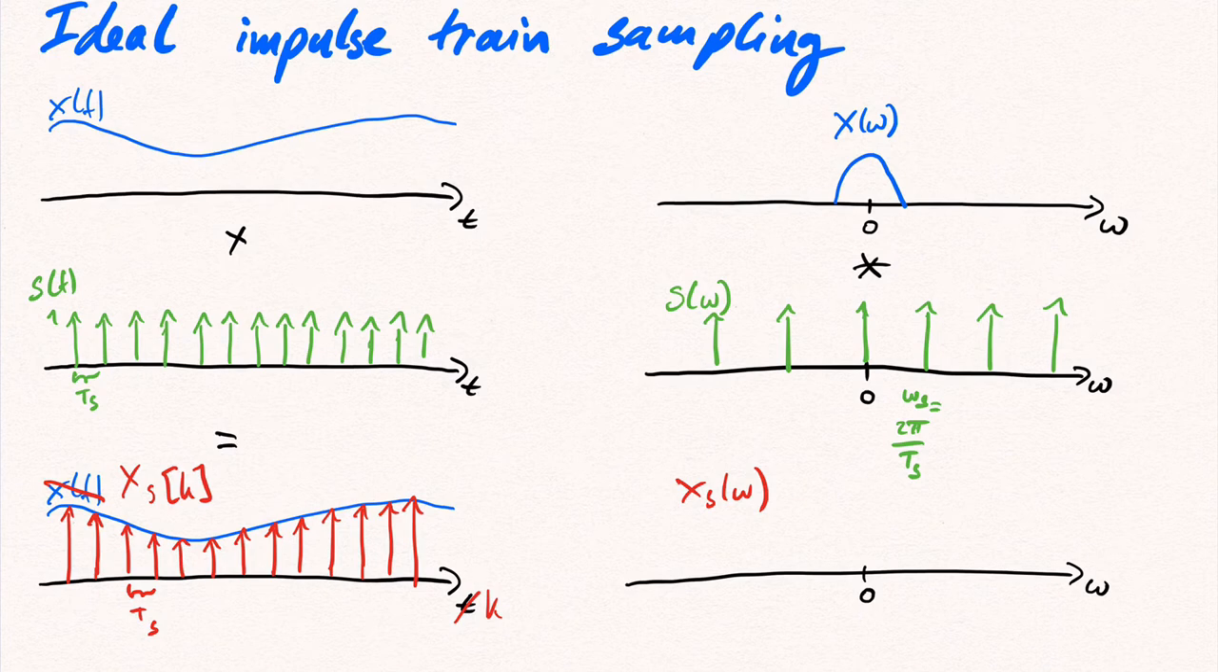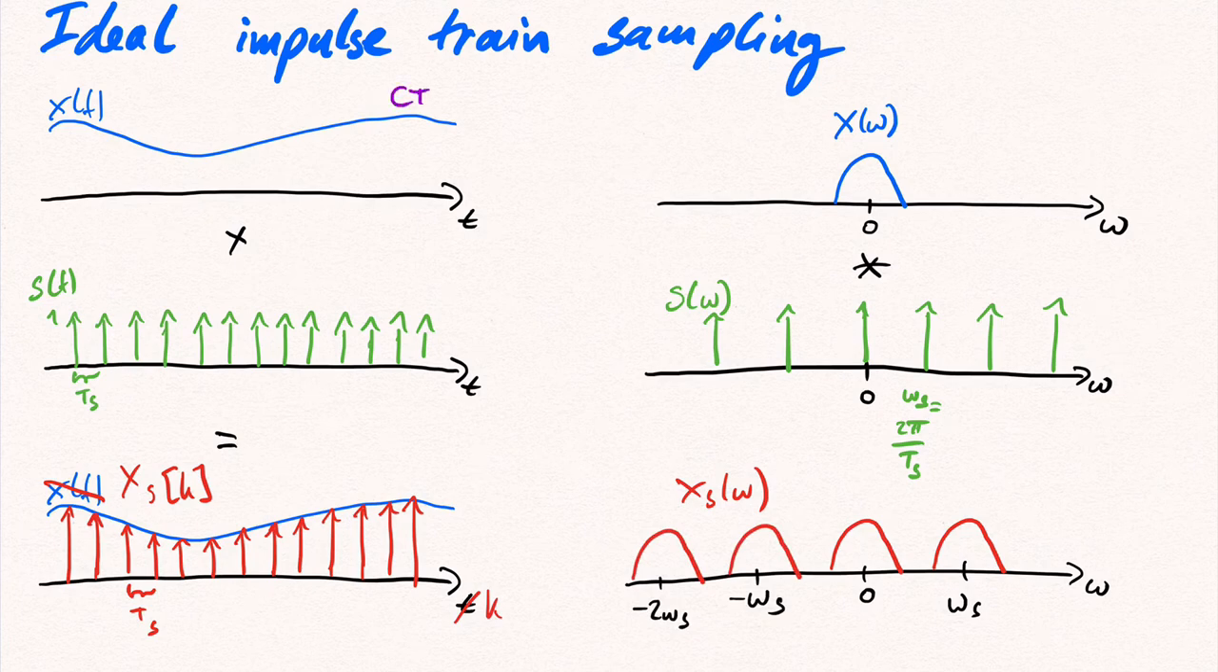And here we are convolving x of omega with an infinite amount of Dirac deltas. So for each Dirac delta, we get a copy of x of omega shifted to the position of the Dirac delta. So we get the spectrum x of omega around zero frequency, around the frequency omega s, but also around all other multiples of omega s. So here we see that if we convert a continuous time signal into a discrete time signal in the time domain, this corresponds to converting an aperiodic signal in the frequency domain into a periodic signal in the frequency domain.